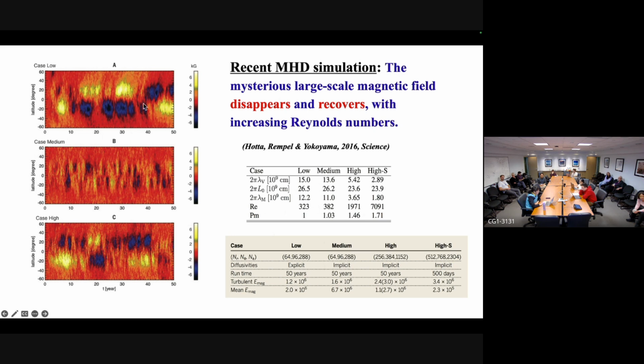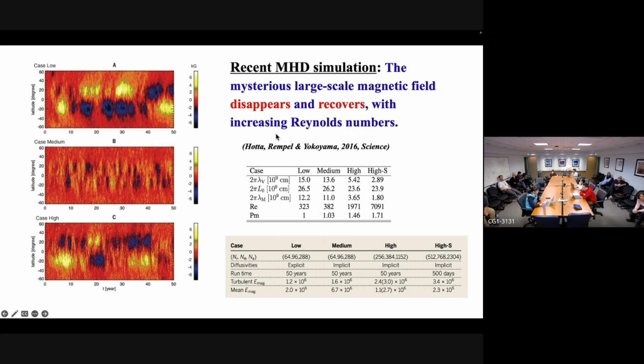But they found that with the increase of the Reynolds number, the large-scale dynamo first appears, then disappears, and then reappears again. So basically in their paper they said this is the mystery of the large-scale magnetic field: it disappears first and then recovers with the increase in Reynolds number.